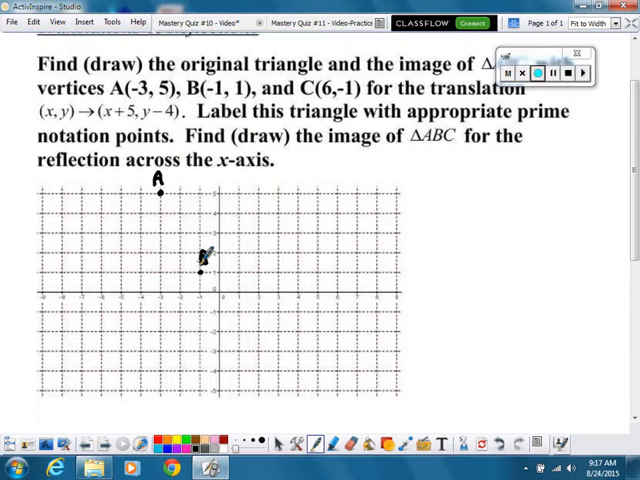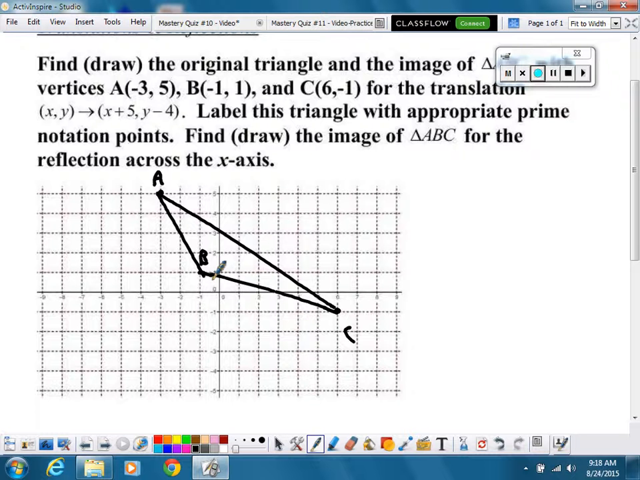C is going to be (6, -1). Positive 6 means I'm going right 6, down 1. Call that C. And now we're going to connect those lines. I'm just going to freehand it. See what kind of mess I can make here. So there's my original triangle ABC.